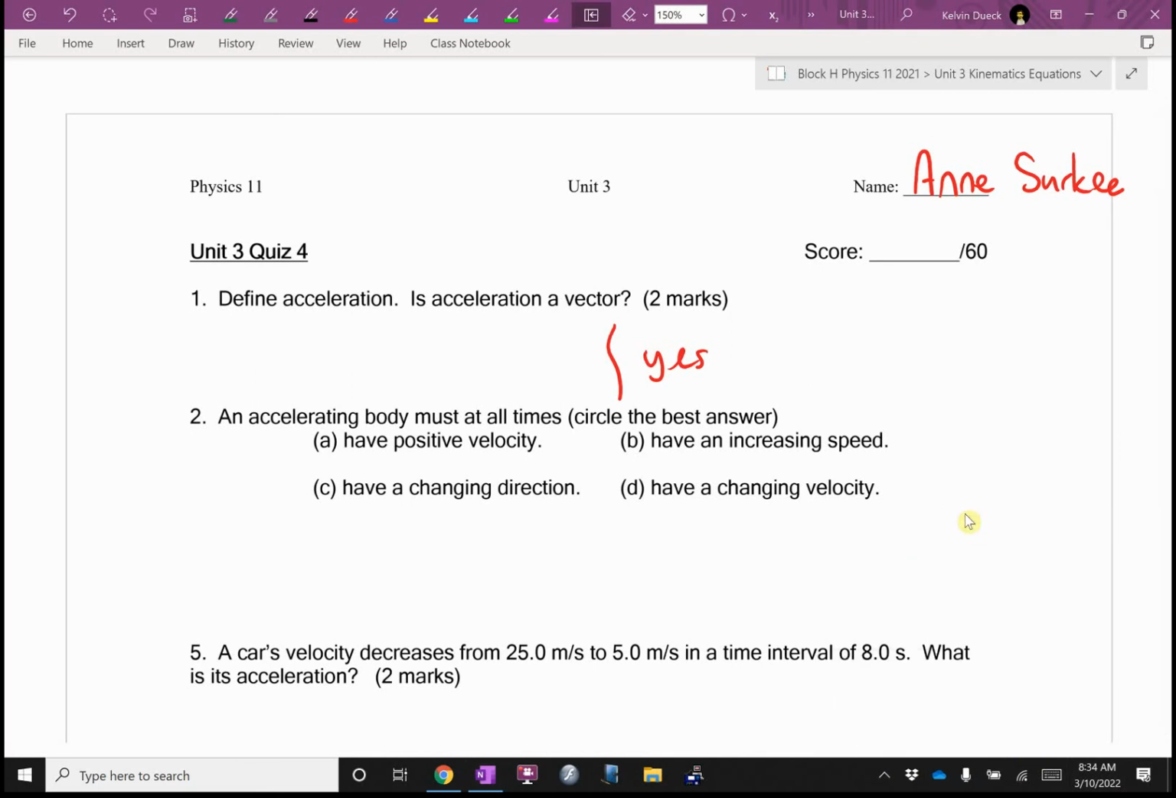Is acceleration a vector? Yes, it is. Define acceleration. You could define it as a change in velocity. If you wrote change in velocity, I would take several definitions.